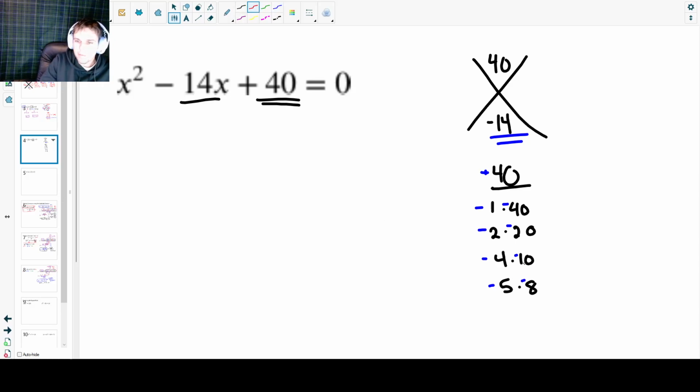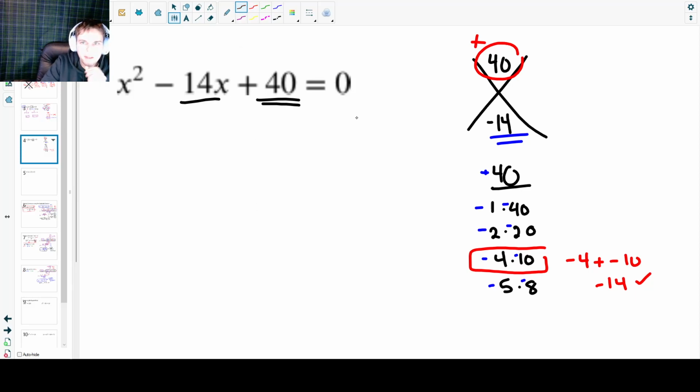And now when I add them together, I might notice that this answer right down here is the one that works. If I do negative 4 plus negative 10, I get negative 14, right? So that is the one that works here. So if I'm multiplying to get a positive number, but they're adding to be negative, I need two negative numbers. Alrighty, so let's write out that factored form from this. That's going to be, it's negative 4 and negative 10, so that means it is x minus 4 and x minus 10.